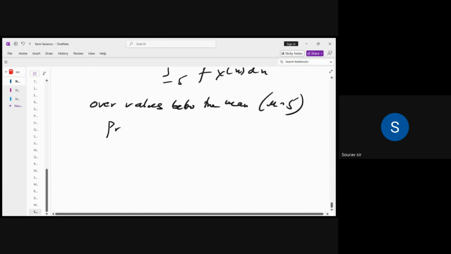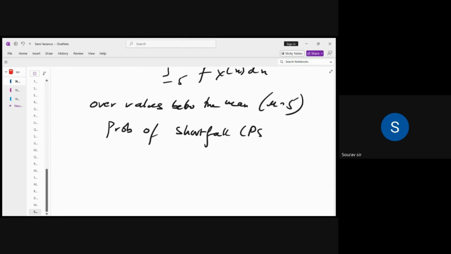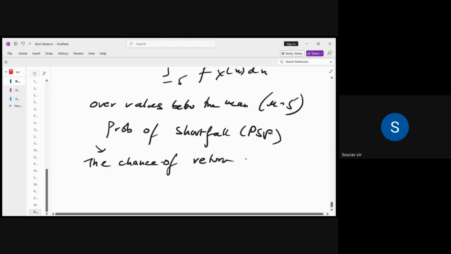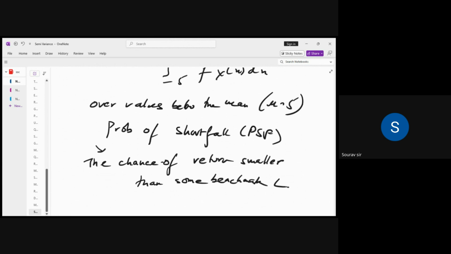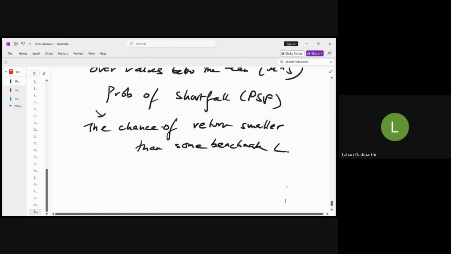So now, probability of shortfall, PSF. What is that? It measures the chance of return smaller than some benchmark L. For continuous, it is integral, and for discrete, it is summation.